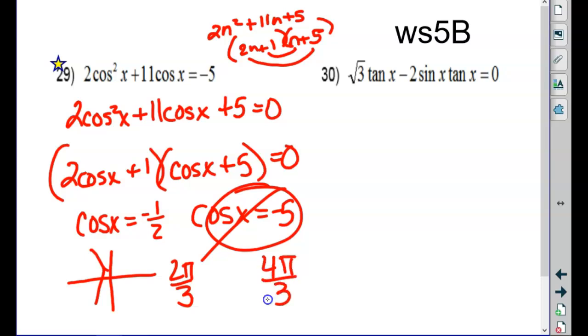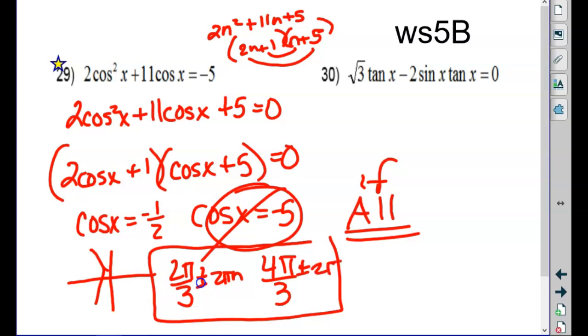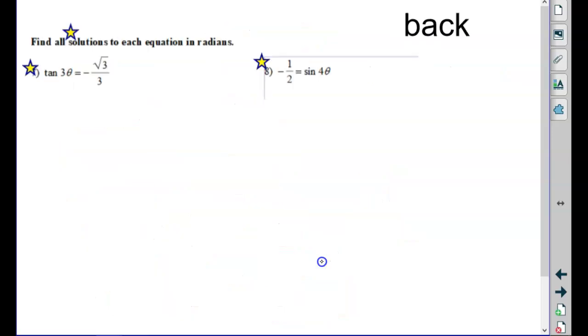What are the directions for 29 on that worksheet? So for x within 0 and 2 pi. Okay. Exact solution. So that would be it. If it said all, then we'd have to remember plus or minus 2 pi n. Questions? All right, the kind we have not yet talked about.